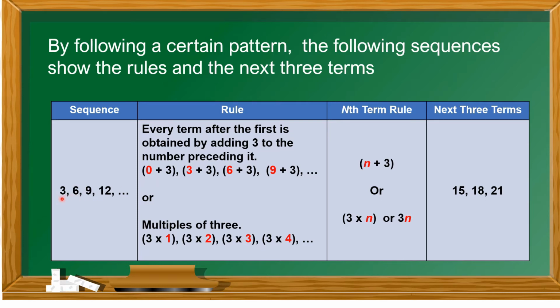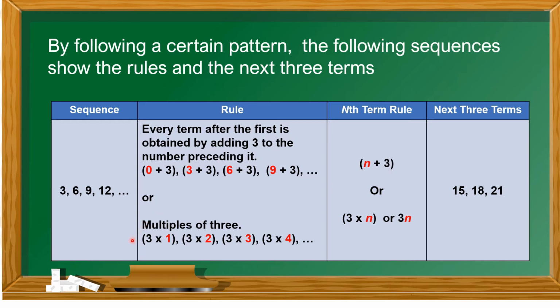To get number 3, we have to add 0 plus 3. So 0 plus 3, the answer is 3. Another is 3 plus 3, the answer is 6. Next, the preceding number is 6, so you need to add 3 to get 9. Another, if our preceding number is 9, you add 3, and you will have the answer which is 12. So that means the nth term rule here is n plus 3.